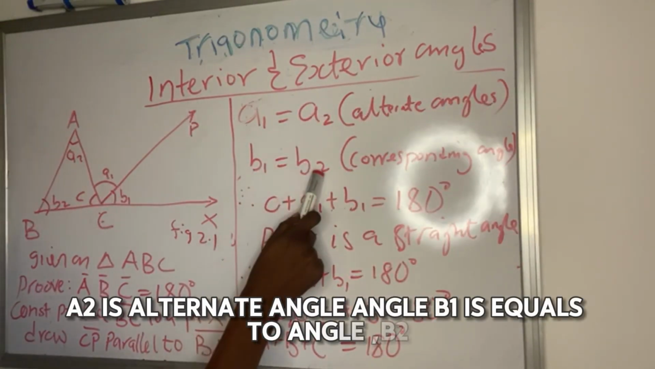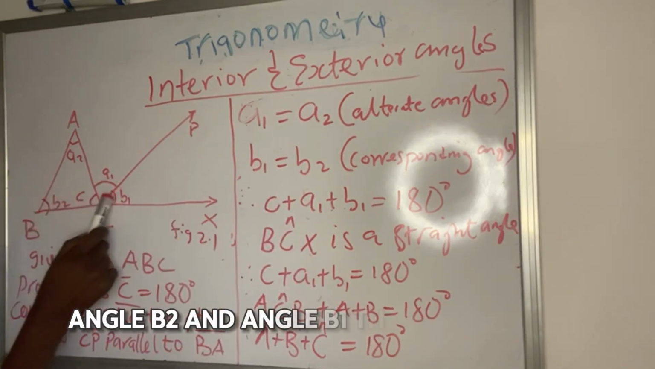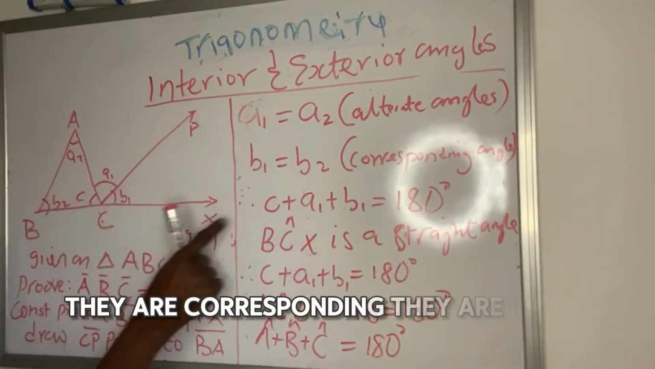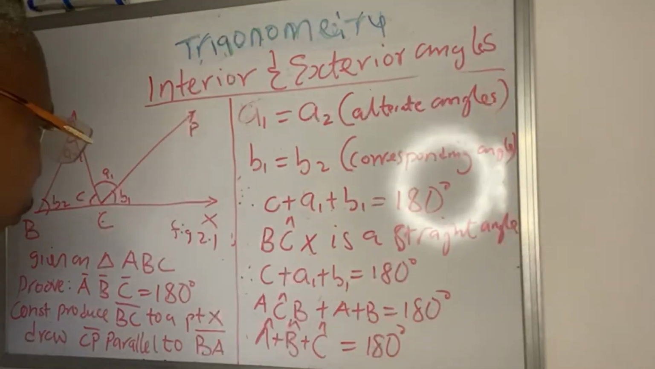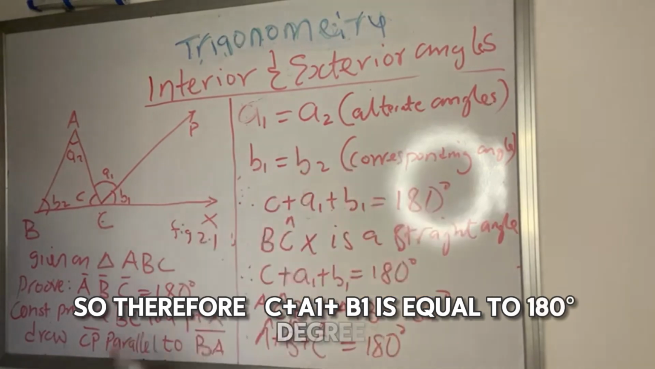Angle B1 is equal to angle B2. This angle B1 here and this angle B2 here, they are the same. They are called corresponding angles. They are corresponding. They are in the same direction. So therefore, C plus A1 plus B1 is equal to 180 degrees.